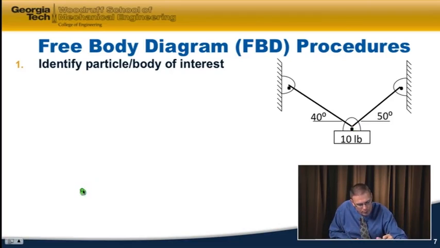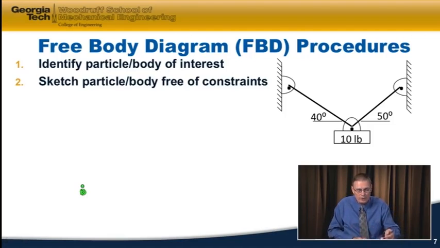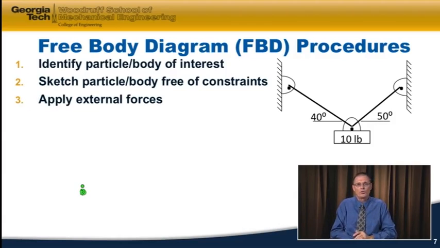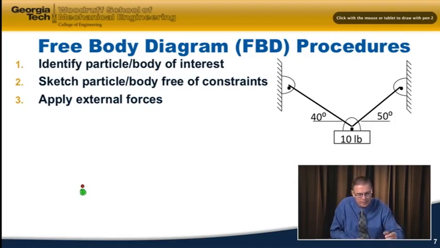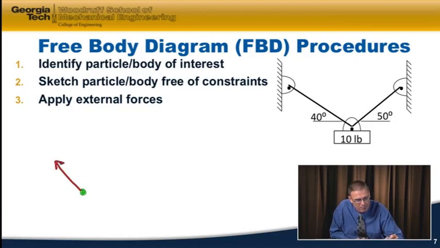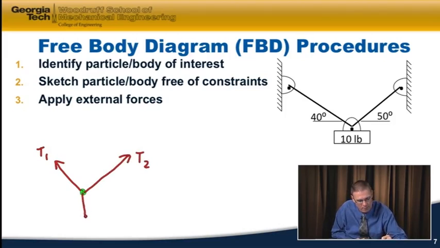I just draw it as a point or a particle. And once we've done that, we sketch the particle free of constraints. And so we look at it as if it's disconnected from the rest of the world, standing there by itself as a particle, and then we apply any external forces that are acting on it. And so in this case, as I mentioned, we have a tension up and to the left in this cable, which I'll call tension 1, and we have a tension up and to the right in this cable, which I'll call tension 2, and then we have a weight down, which is 10 pounds.